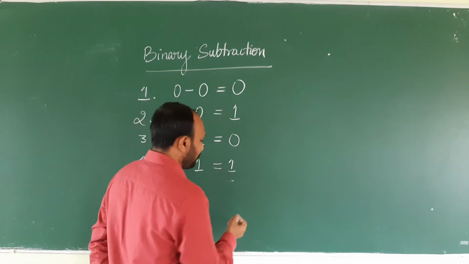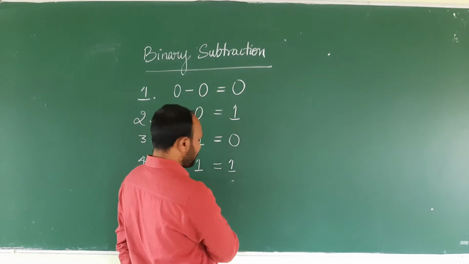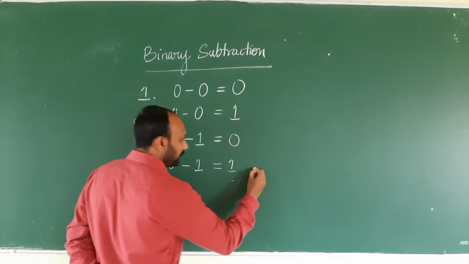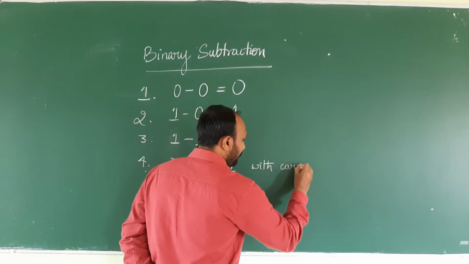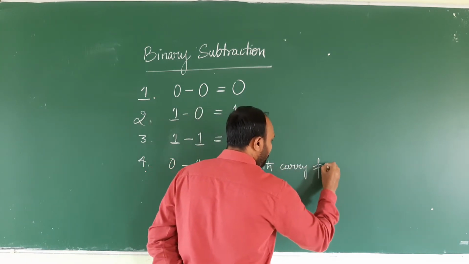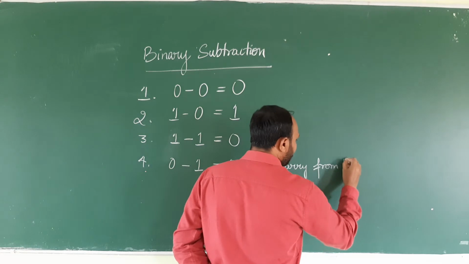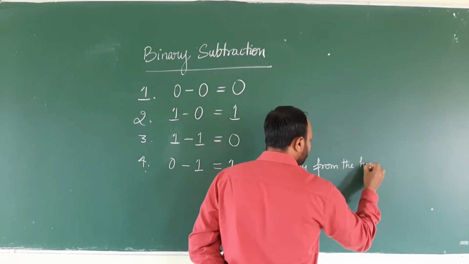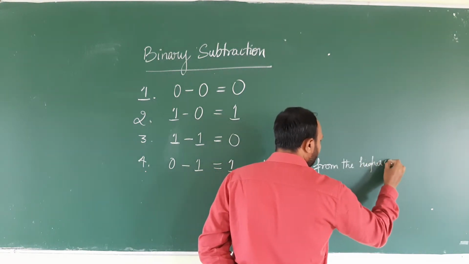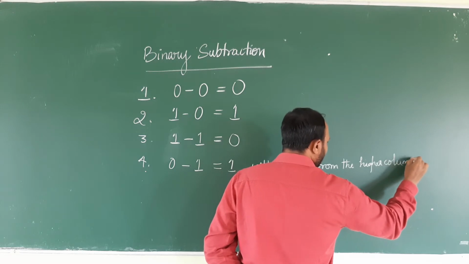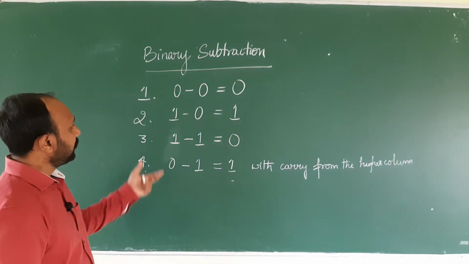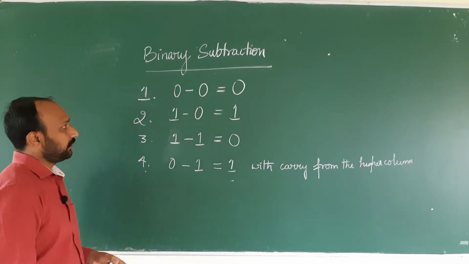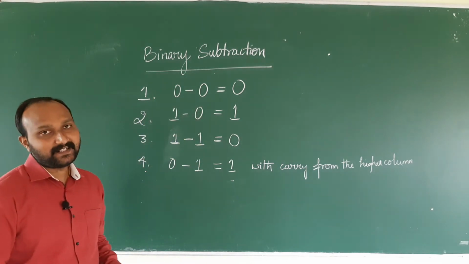How it has become 1, I'll explain to you later on. So 0 minus 1 is equivalent to 1 with carry from the higher column, from the next previous higher column. Okay. So this is the rule we need to remember while working with binary subtraction.